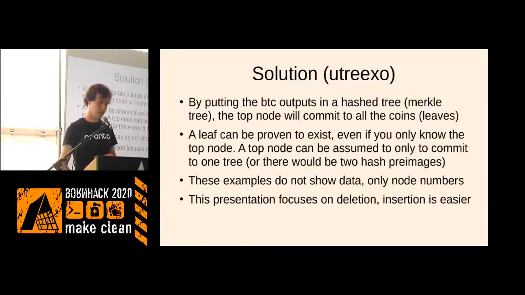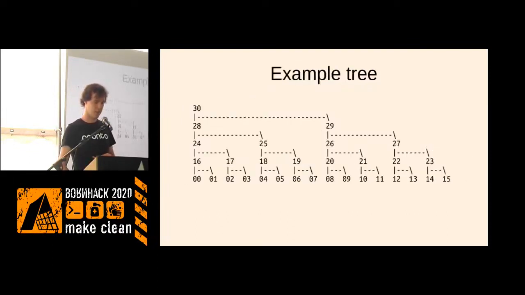So here's our example tree. As you can see, it's perfect, right? All the nodes from 0 to 15 are the leaves. They would be outputs, and then 30, the top, would be the commitment to all of those nodes.